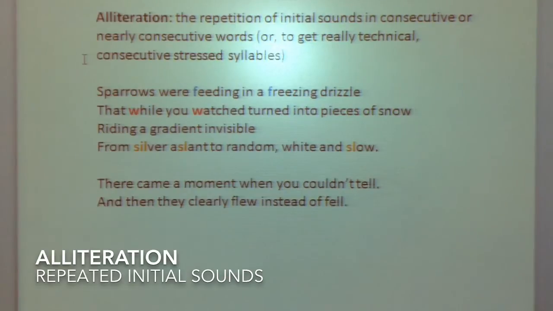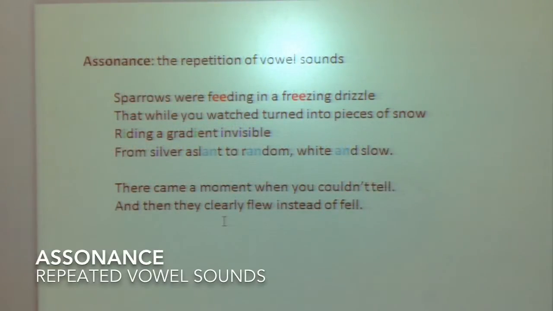Sparrows were feeding in a freezing drizzle that, while you watched, turned into pieces of snow, riding a gradient invisible from silver aslant to random, white, and slow. But that music doesn't exist in a single sound. Instead, the sounds blend together to create the sensation that Nemirov feels while he is explaining this difference between prose and poetry. Many of those alliterations are also accompanied by repeated vowel sounds, which teachers call assonance.